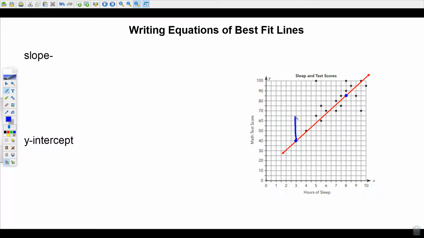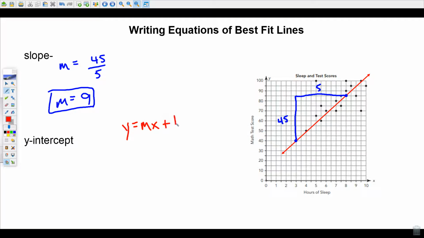So I'm going to go up and then over. My vertical change started at 40, ended at 85, so that'd be 45. And then my horizontal was at 3 to 8, so that's 5. So my slope is 45 over 5, which actually ends up really nice for me. Just a slope of 9. 45 divided by 5 is 9. Now I can find my y-intercept.